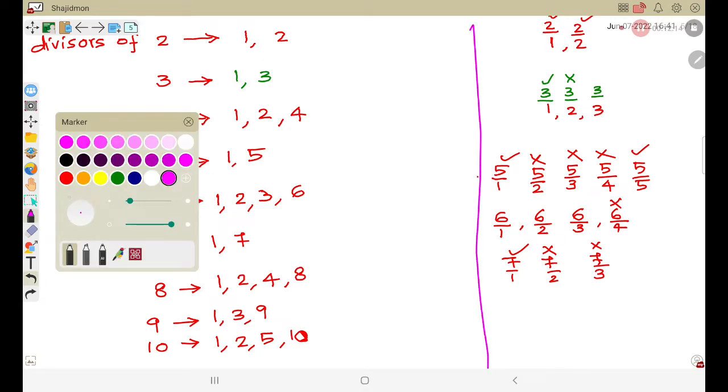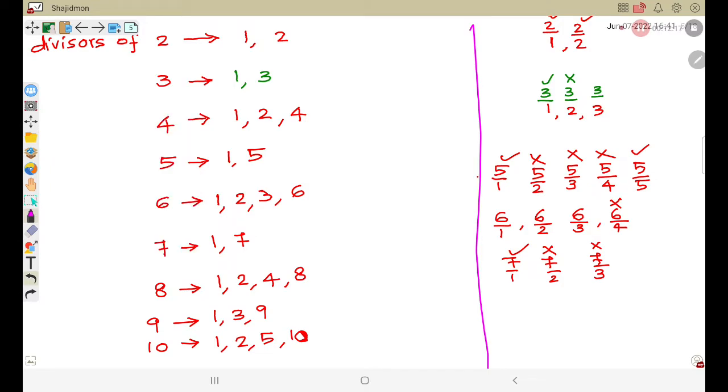Now we will see each number up to 10. For example, number 2: what are the divisors of the number 2? 1 and the same number, correct? I am just writing 1 and the same number. Now 3, what are the divisors of number 3? Number 1 and the same number, correct? I am writing here 1 and the same number.